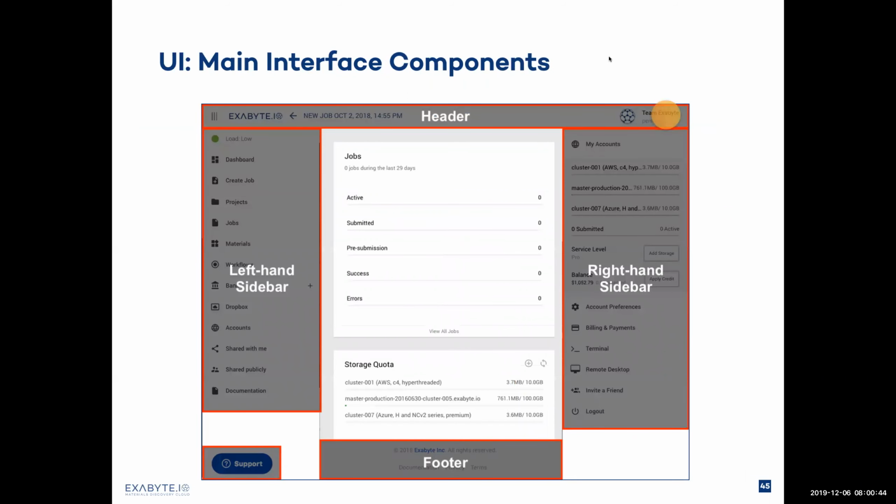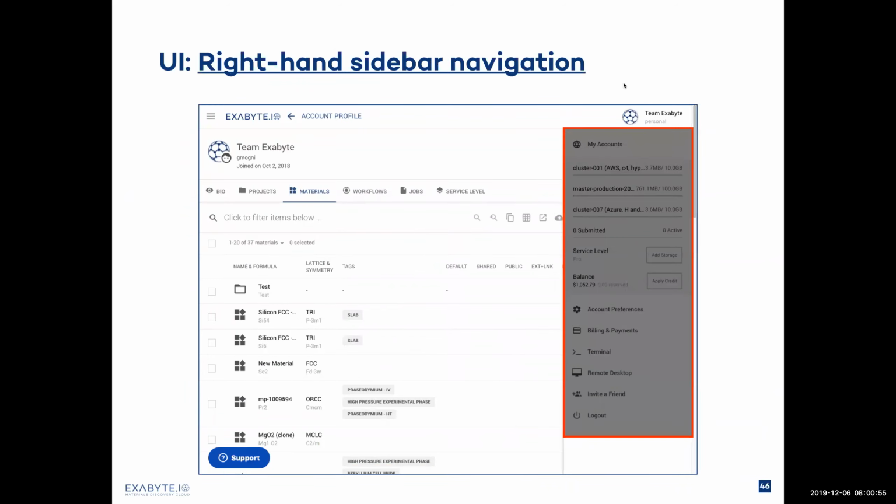The second component is the right-hand sidebar that can be opened by clicking on the top right corner. That usually shows the name of the account. And here we can access items like account preferences, billing and payments, as well as open the web terminal and remote desktop.